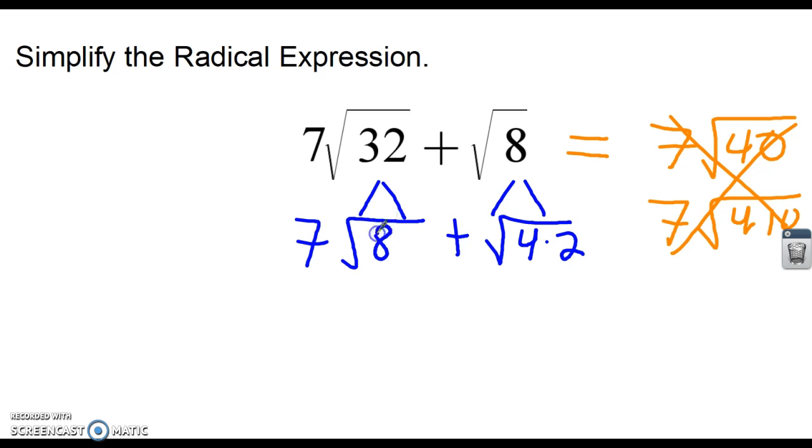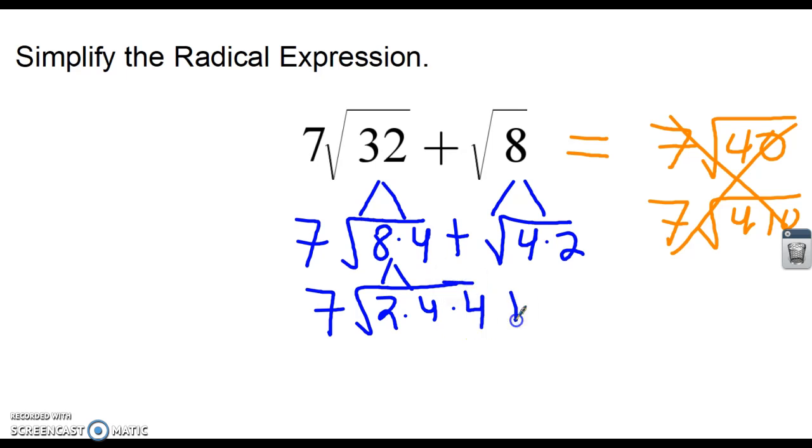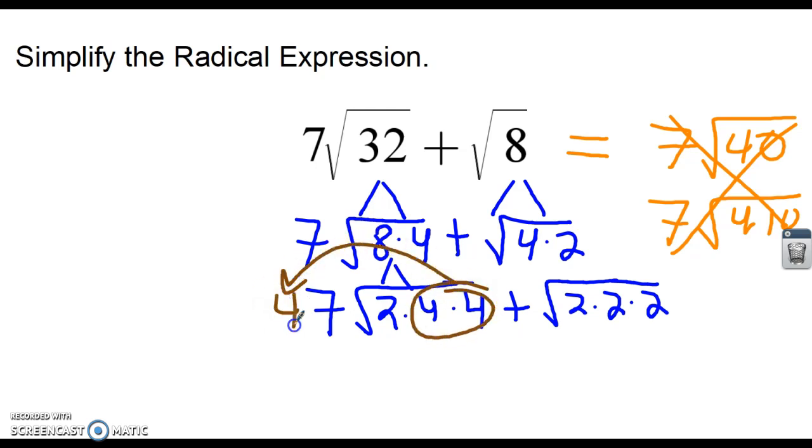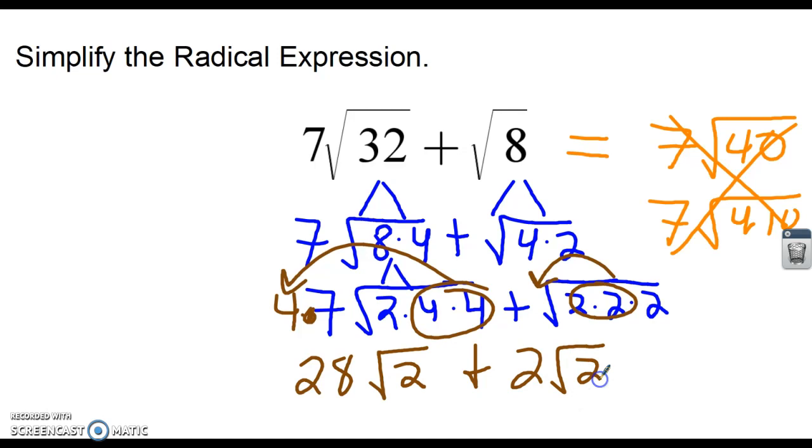32 is 8 times 4. I'll keep factoring. 2 times 4 is 8 times another 4, plus the square root of 2 times 2 times 2. You can see now that I could take out groups. The group of 4's here I could take out to the front. What am I going to do with this 4 and the 7? You should know this time I'm going to multiply. 4 times 7 is 28. Square roots of 2. Take out a group of 2's from this radical. 2 square roots of 2.